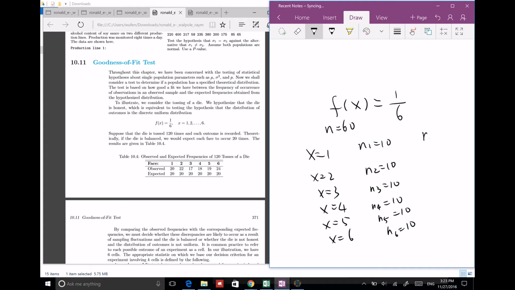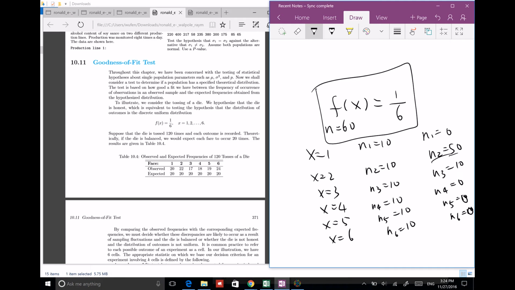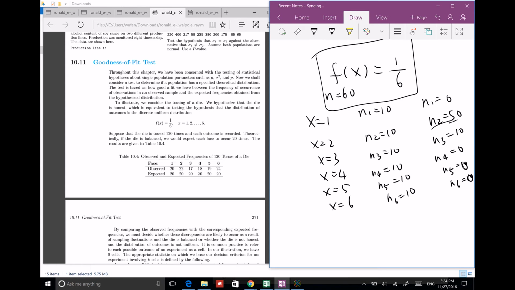That's equivalent for all of the 6 sides. But now if I have n1 equals 0, n2 equals 50, n3 equals 10, and n4, n5, n6 equal 0, what happened? It means this die is not a fair die. It only occurs on the second face. Okay, so this is a way to test if it's a uniform distribution, uniform on all 6 sides. So this is a way to test if the die is fair or not fair.